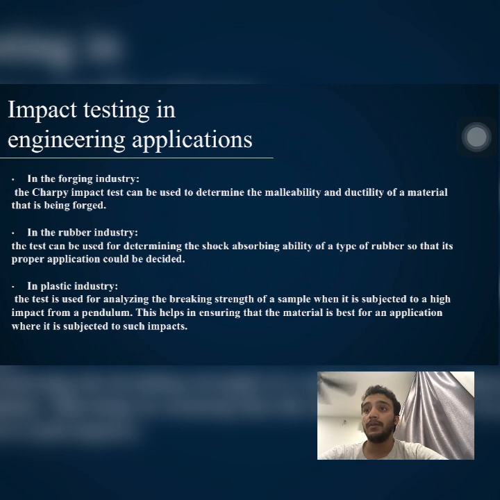Also, in the rubber industry, the test can be used to determine the shock absorbing ability of a type of rubber, so that its proper application can be decided. In the plastic industry, the test is used to analyze the breaking strength of a specimen when it is subjected to a high impact from the pendulum. This ensures that the material is best for applications where it is subject to such impact.